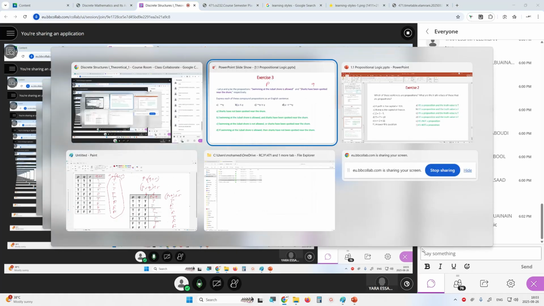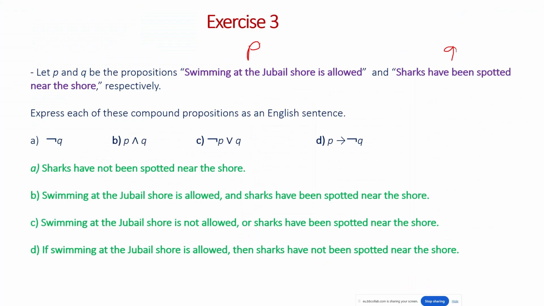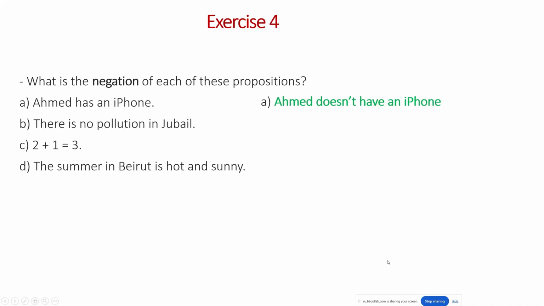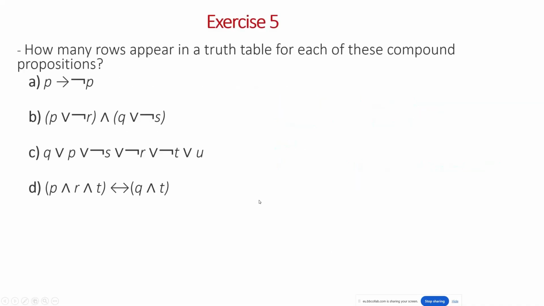Okay, an extra 2 minutes. I'm just going to finish. Okay, just one last one. How many rows appear in the truth table for each of these compound propositions? Okay, that's a good point. Now, if I'd like to draw the truth table of this one, number A, how many rows would I have?